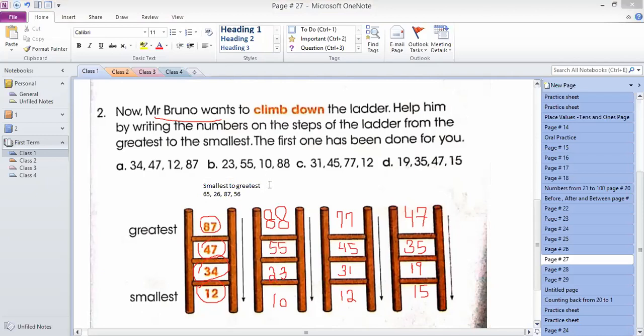Now, if I ask you to arrange the numbers from greatest to smallest, and I give you the numbers 26, 22, 46, 48. Guys, arrange it from greatest to smallest.